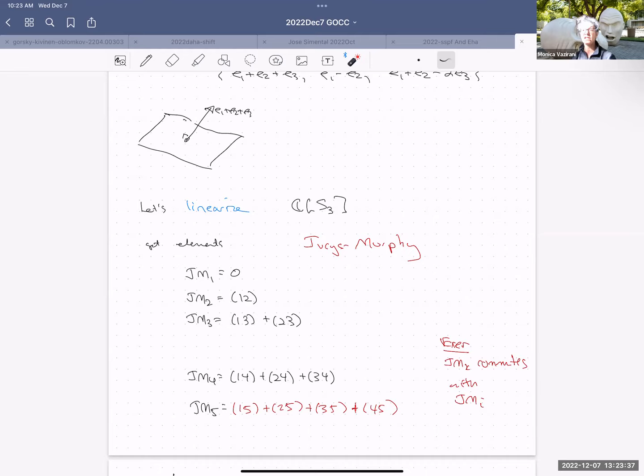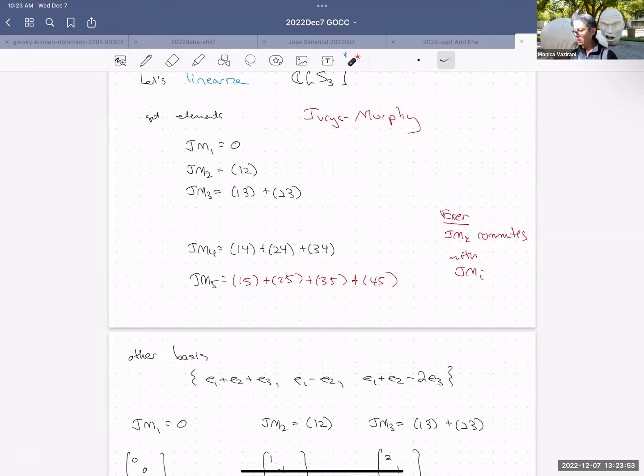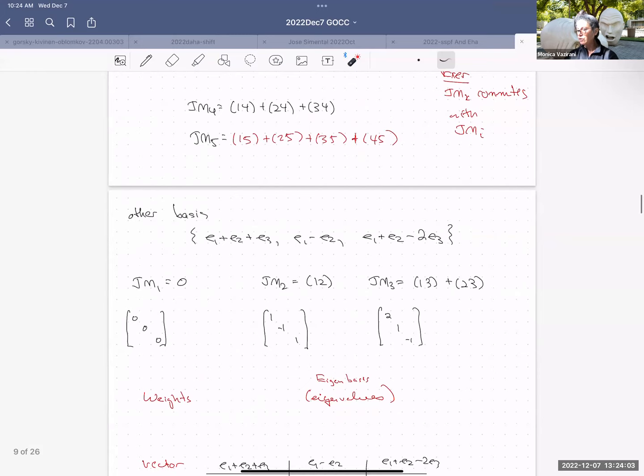All right, let's check. Well, we actually already did that for S2, right? We found our basis that diagonalized 1,2, and 0 is always diagonal. So let's check on S3 that we can do this. My other basis I'm going to take, we looked at what the other basis should be above. We talked about why this is good. Well, let's see what the Jucys-Murphy elements do on this basis.